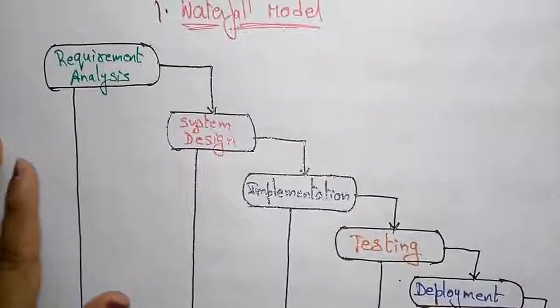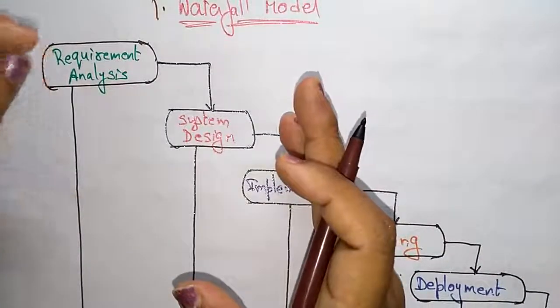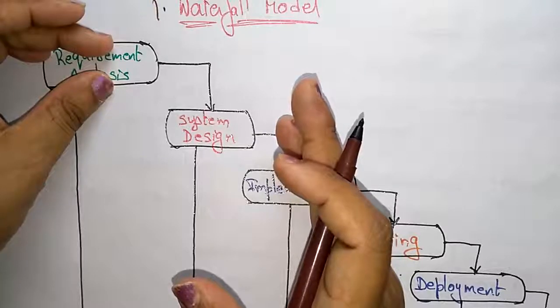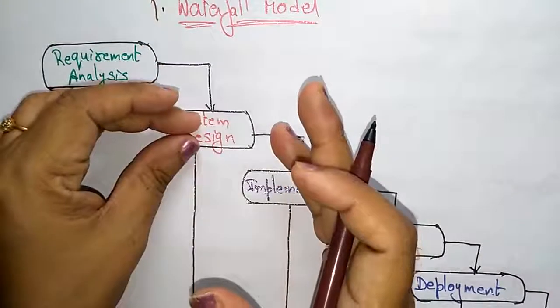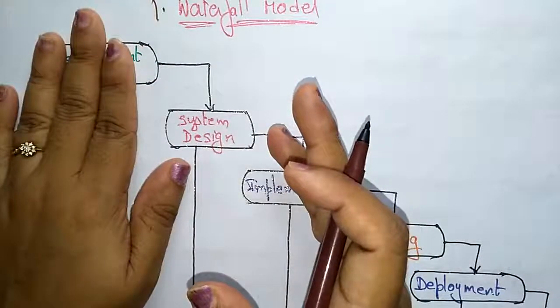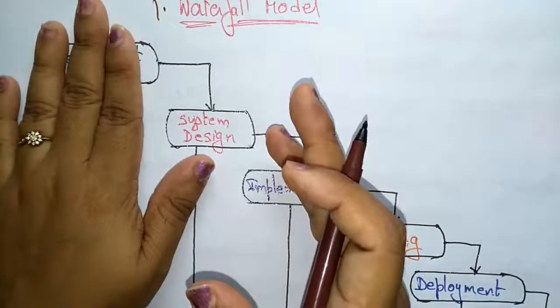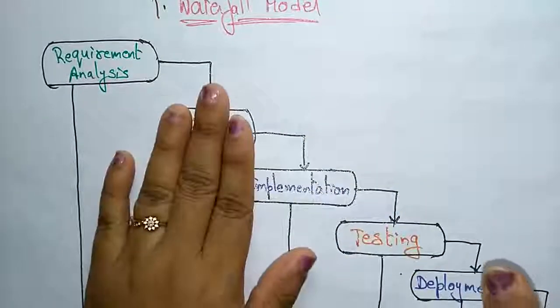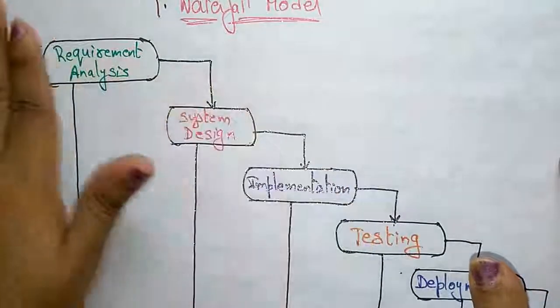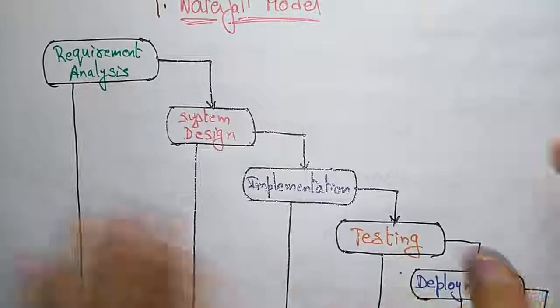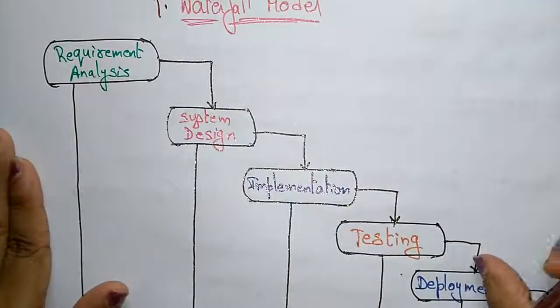One thing you have to remember is that only if one phase is completed do you go for the next phase. Without the completion of the previous phase, you are not supposed to go to the next phase. Once it is frozen, you go to the next phase. That's why we call it the waterfall model.